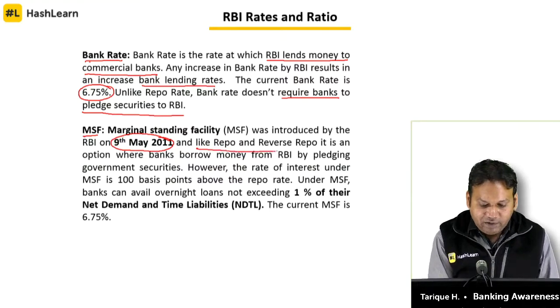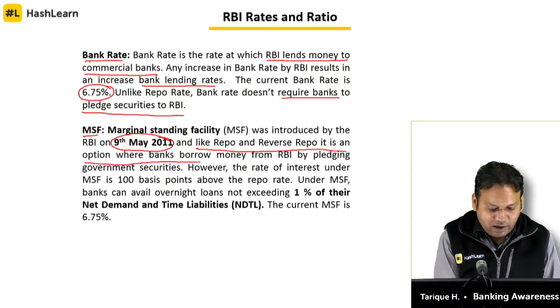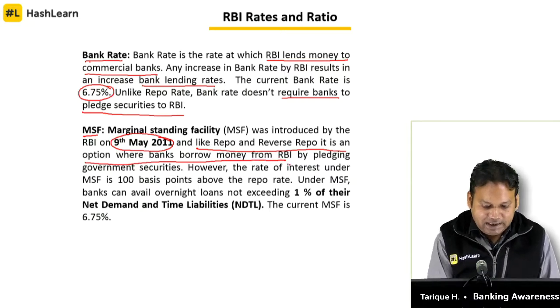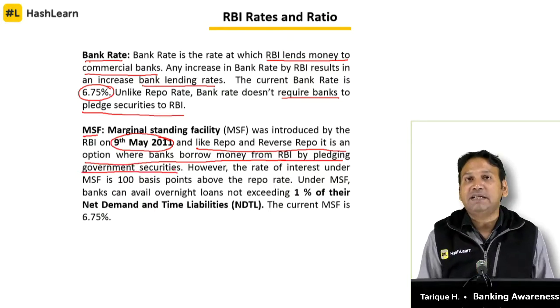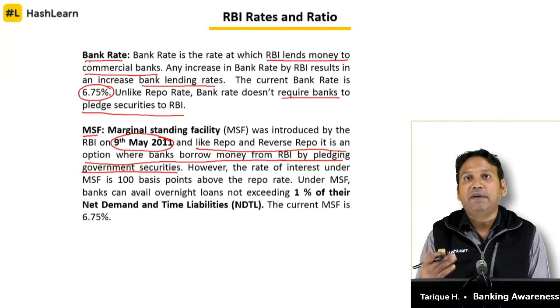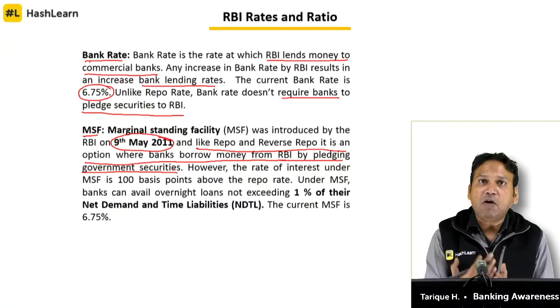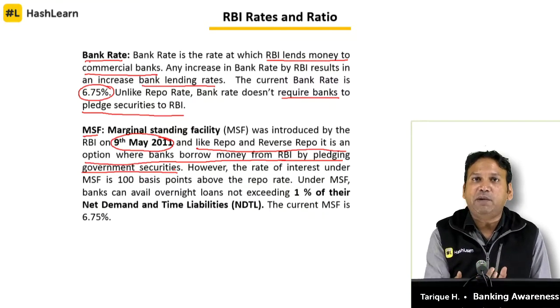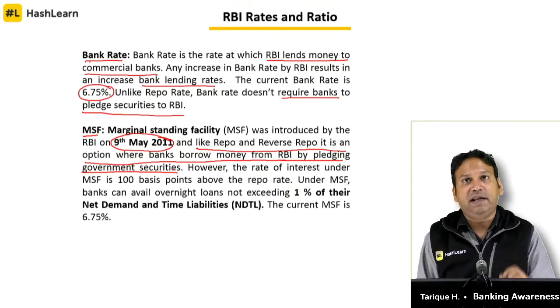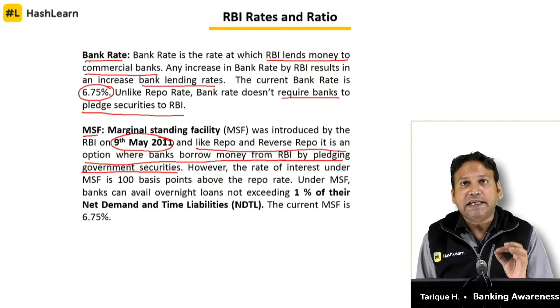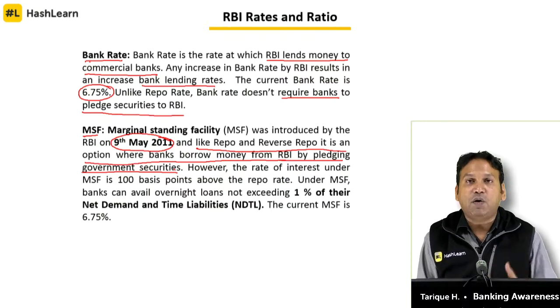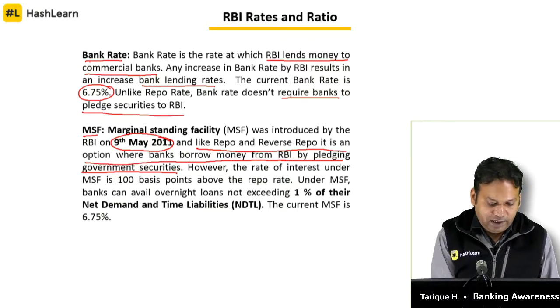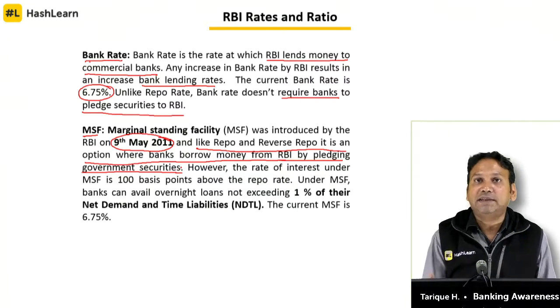And like repo and reverse repo, it is an option where banks borrow money from RBI by pledging government securities. अब ये कैसे होता है, डिफरेंस क्या है फिर रेपो रेट में और मार्जिनल स्टैंडिंग फैसिलिटी में? रेपो रेट में भी प्लेज कर रहे हैं गवर्नमेंट सिक्योरिटीज और मार्जिनल स्टैंडिंग में भी प्लेज कर रहे हैं. Now in repo rate there is a sale of government securities to RBI with an agreement to repurchase. But यहाँ पे in marginal standing facility the government securities is being used as a collateral. ठीक है, as a mortgage, as a collateral against the money that the banks are borrowing under the MSF facility.